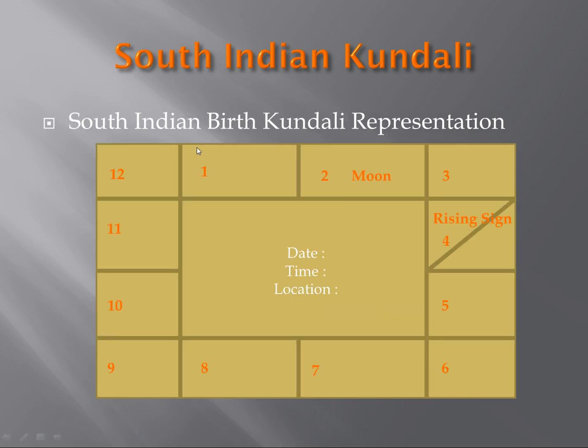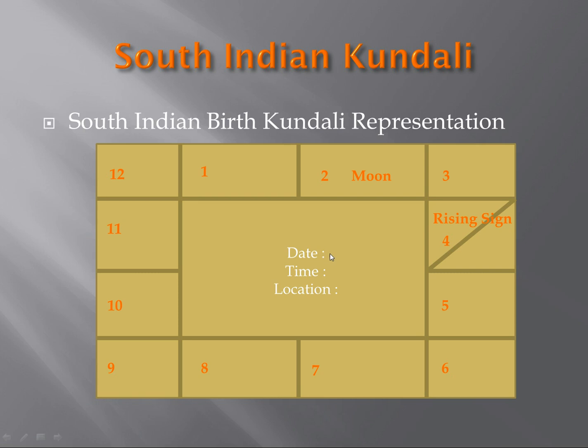This is the South Indian style Kundali, where basically first is Aries, second is Taurus, third is Gemini, fourth is Cancer, and so on till Pisces. This does not change at all. So these signs are fixed, whether it is Aries or Taurus, it will be here itself. The moon placement would be at different places, and the rising sign could be different, but it is marked as a crossed sign, and the rising sign could be 4th, 5th, 6th, 7th, 8th, 9th, or whatever the placement is.